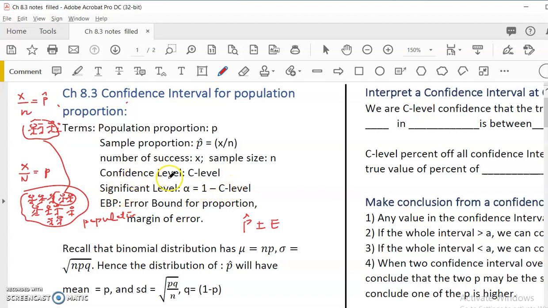Usually C level is those that are most likely to occur in the middle. Error bound would be how far away this p hat is from p. So we need to know how p hat distributes. We know p hat has a distribution.